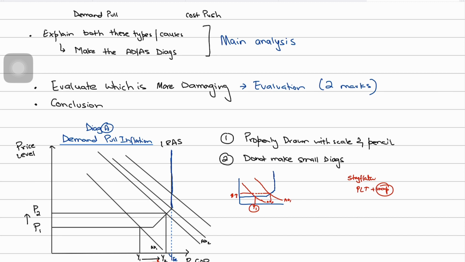Anyways, the last line could be that you end your answer by saying, hence policymakers must come up with effective demand side and supply side policies to address the inflationary concerns in an economy. Full stop. And that would end your answer.